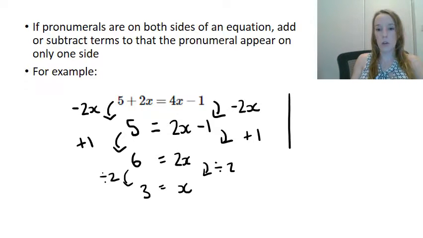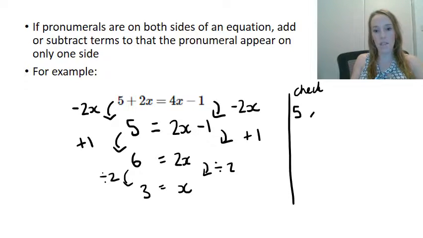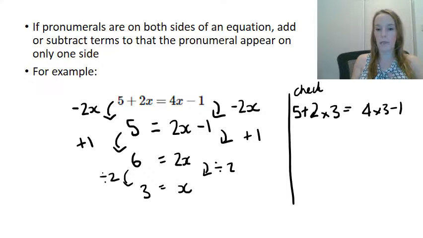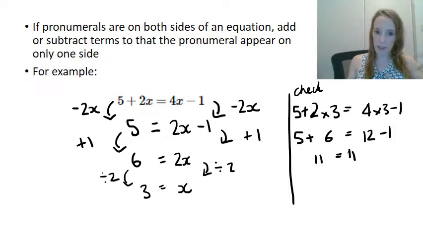And like usual, we are going to check by substituting x equals 3 back into our original equation. So 5 plus 2 times 3 equals 4 times 3 take 1. So 5 plus 2 times 3 is 6, equals 4 times 3 is 12 take 1. 5 plus 6 is 11. 12 take 1 is 11. So yes, we were correct.